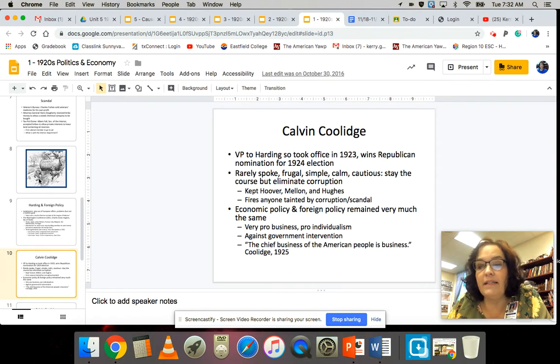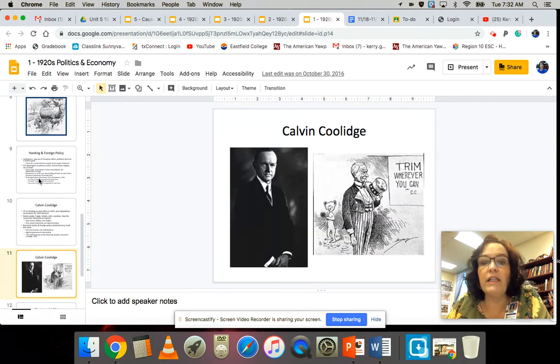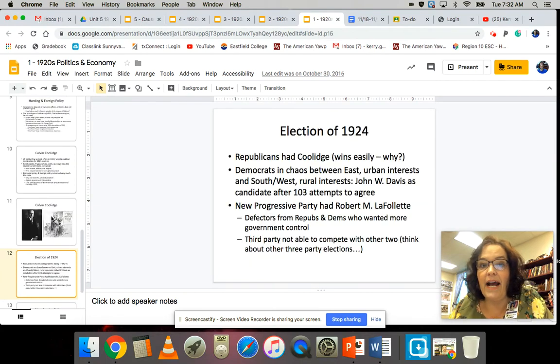He'll clean up the political environment, but it's going to be very pro-business, very friendly to that. The whole idea is going to be that the government has very little responsibility to do anything other than just the most basic elements of running the country. And you can see right here this cartoon, "Trim wherever you can," Calvin Coolidge, and that would be the teddy bear from Teddy Roosevelt's progressive era, which gives you an idea of how he saw things.